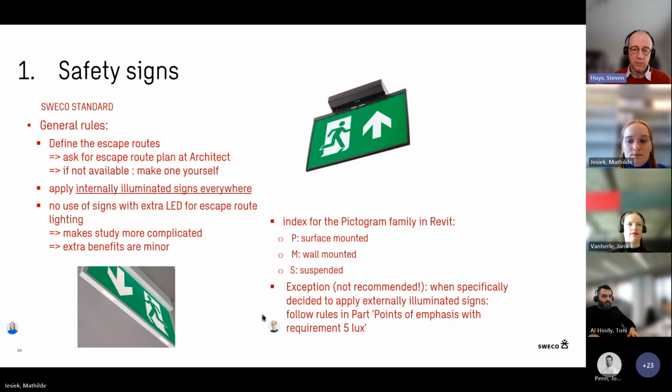Then an exception, as Mathilde also said, it's not recommended to use the externally illuminated signs. If you use them, then you can follow the rules of the points of emphasis with the requirement of 5 lux. The requirement is that you should position the fixture in front of the sign within 1 or 2 meters of it.